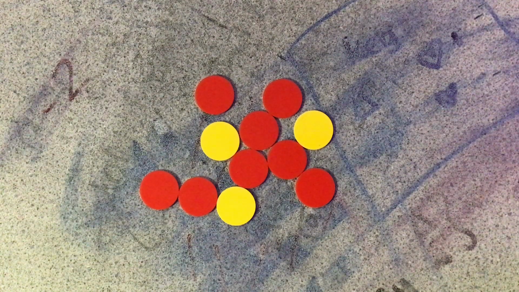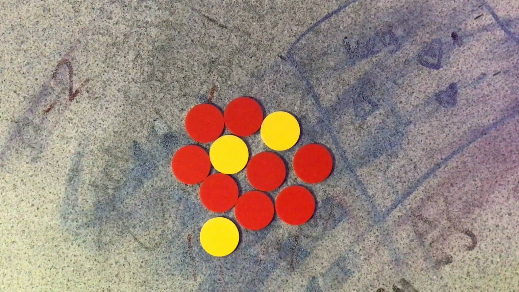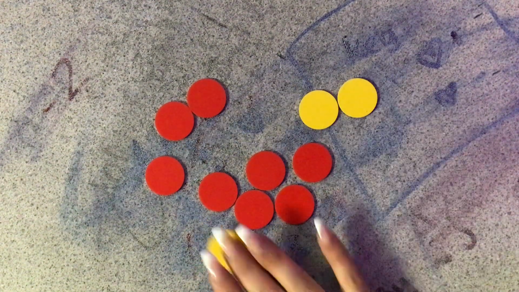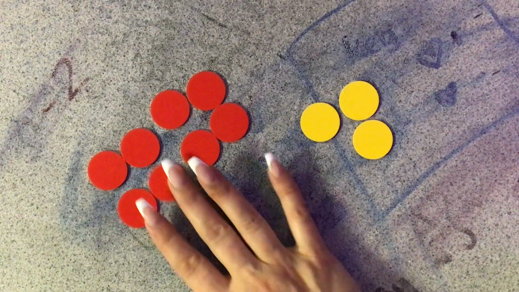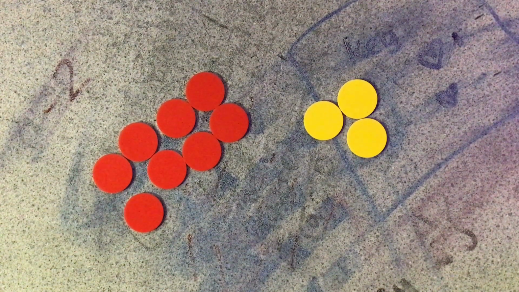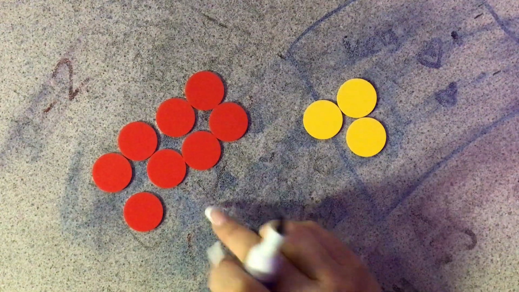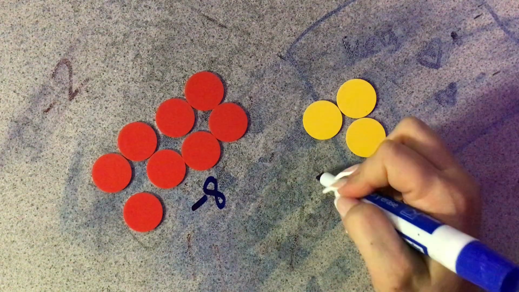It's all jumbled together. So what do you think is a good idea to do first? I would separate them by color, right? I want to get my colors together so it makes it easier to look at them, easier to count them. So now that they're separated, what do you see that we have? 3 yellow and 8 red. The red counters, those are negative numbers. So we have a -8 and we have a +3.